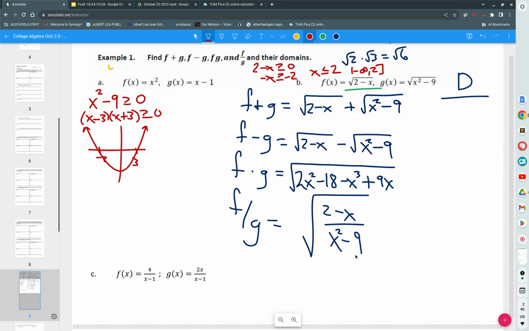Am I wondering where that's above the x-axis, or am I wondering where it's below? Above, because we're wondering where it's greater or equal to 0. So the domain of this one is from negative infinity to negative 3, union 3 to infinity. Okay, that's what we got. So that's what we've got, okay? Negative infinity to negative 3, and 3 to infinity, okay?